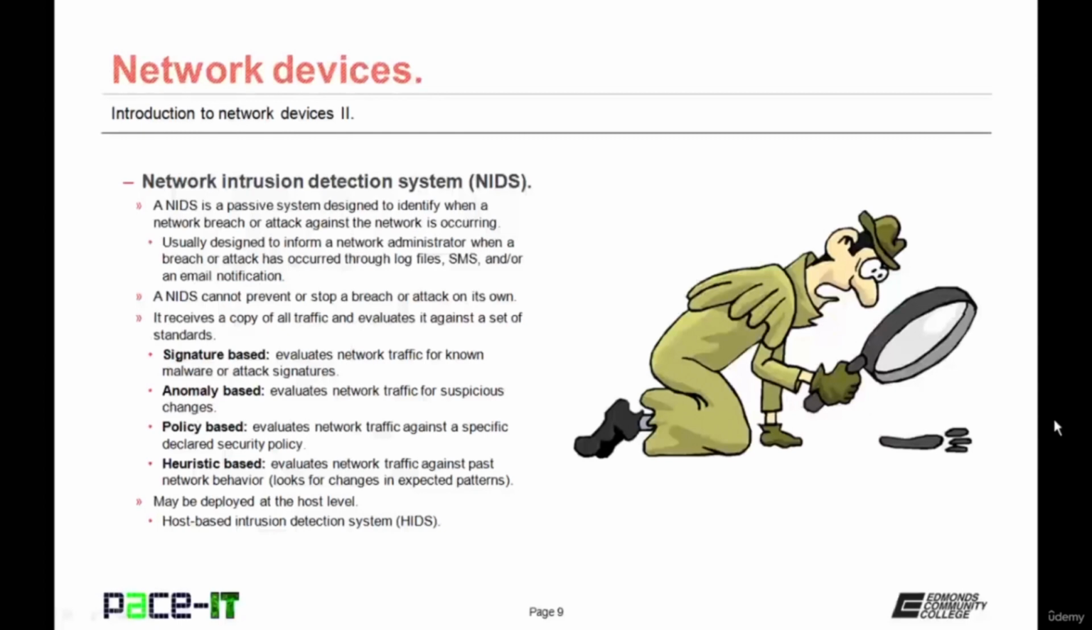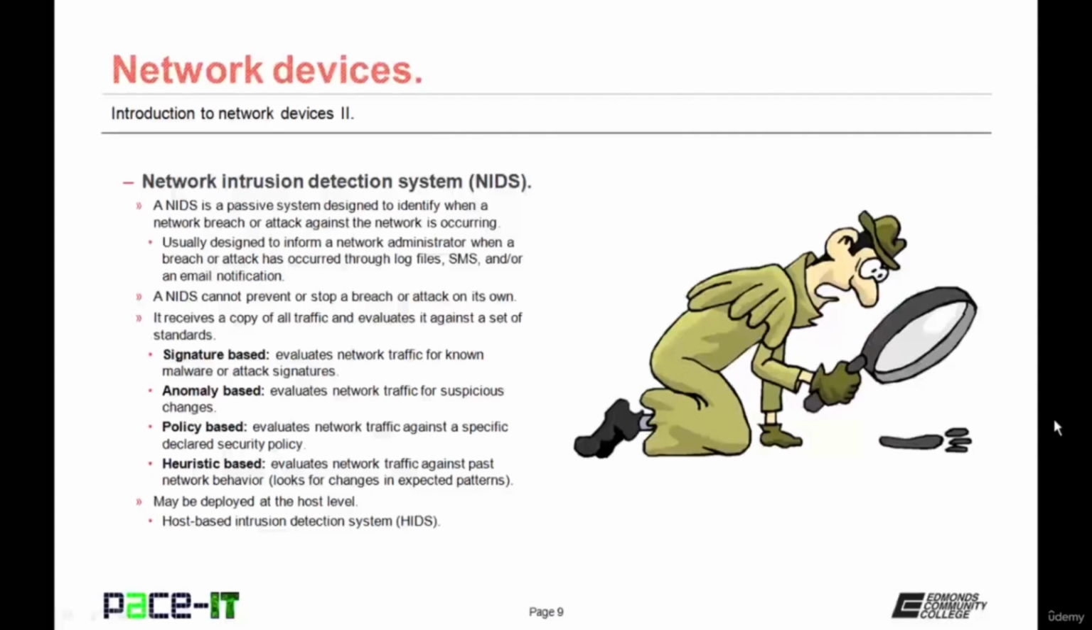That standard may be anomaly-based, which means that it evaluates network traffic for suspicious changes. It could be policy-based, which means that it evaluates network traffic against a specific declared security policy. Finally, it may be heuristic-based, which means that it evaluates network traffic against past network behavior, which means that it's looking for changes in expected patterns.